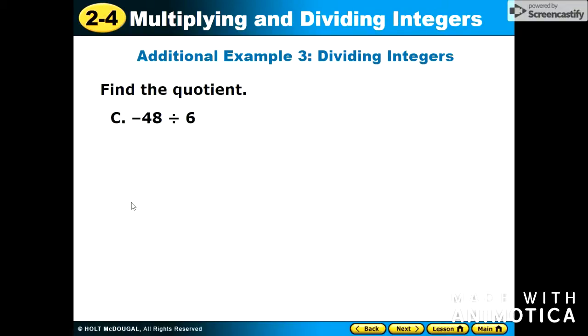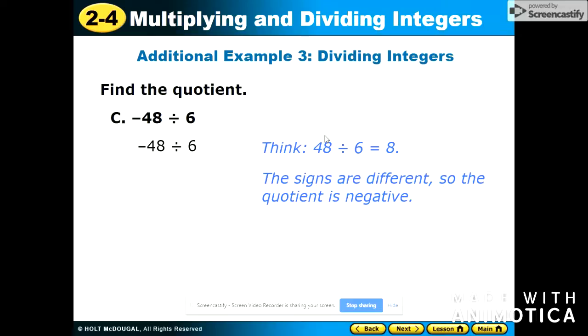Lastly, with letter C, 48 divided by 6 is 8. Okay, sorry, I was cut off there, but I think we ended right around here. We're thinking about 48 divided by 6 is 8. And then notice their signs are different. So the quotient, or the answer to a division problem, is going to be negative.